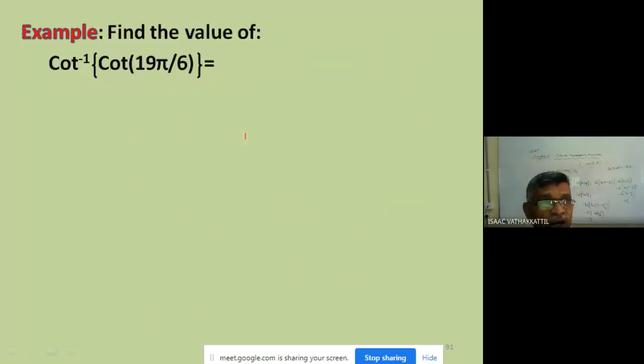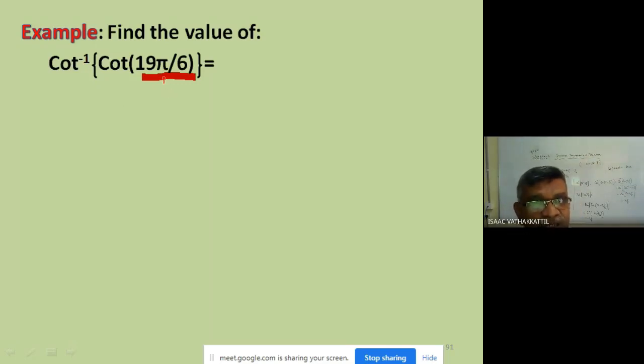Now let's take one exercise here. Cot inverse: find the value of cot inverse cot 19 pi by 6. How to evaluate this? 19 pi by 6 is much beyond the principal domain of cot. What we do is reduce this 19 pi by 6 and bring it into the first quadrant, or into the principal domain of cot. The principal domain of cot is the open interval 0 to pi.